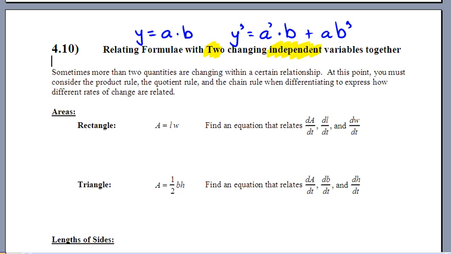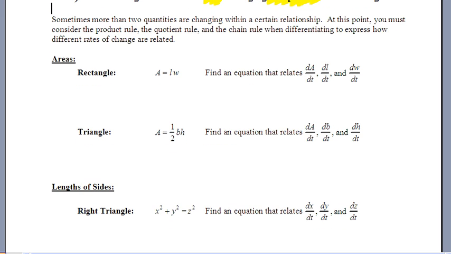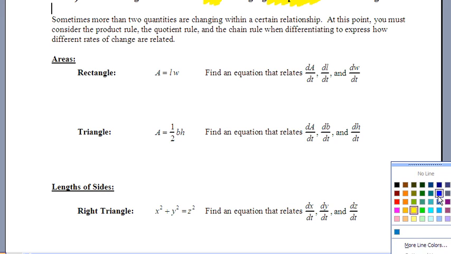So what do we got here for the note? Sometimes more than two quantities are changing within a certain relationship. At this point, you must consider the product rule, the quotient rule, and the chain rule when differentiating to express how the different rates are related together. Okay, so some practice on this page, and then just 3 quick examples. They'll be done fairly fast for this lesson.